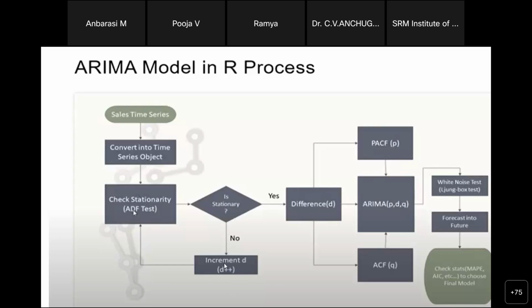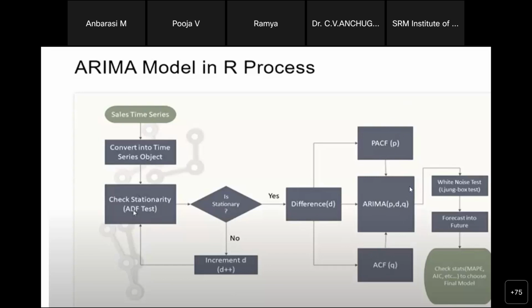We have to increment the D value. For the entire series, the mean and the variance value should be the same. After that, we have to calculate the moving average and the autoregression using PACF, the partial autocorrelation, and the autocorrelation. Using these two functions, we will try to calculate the P value and the Q value.